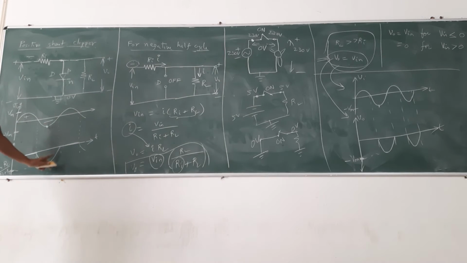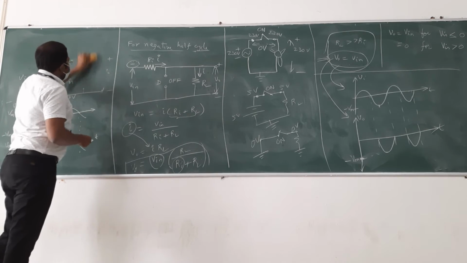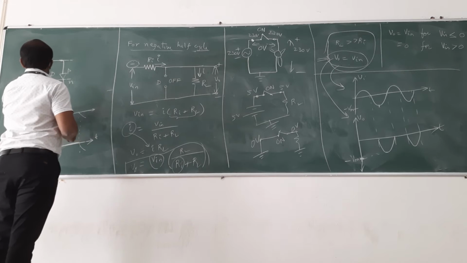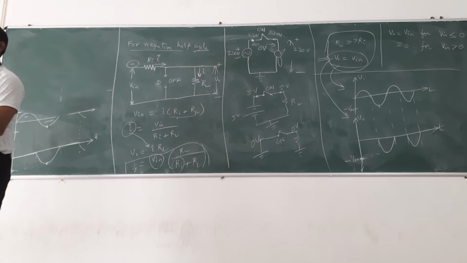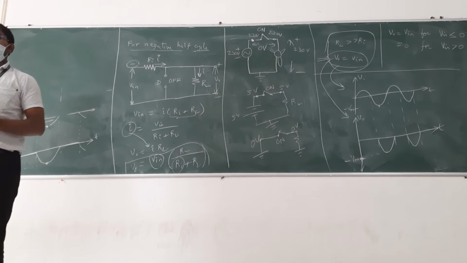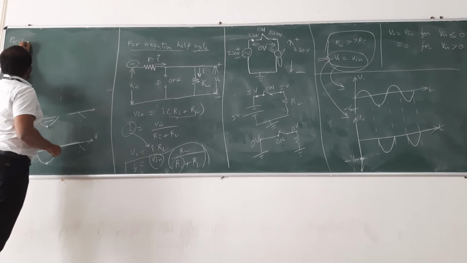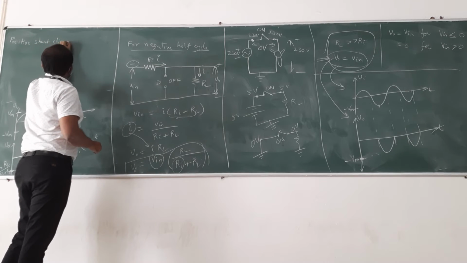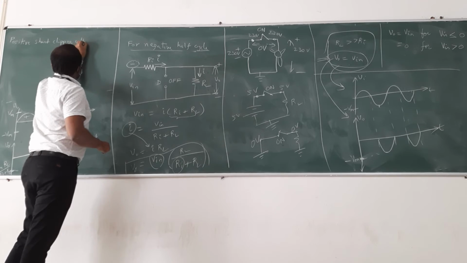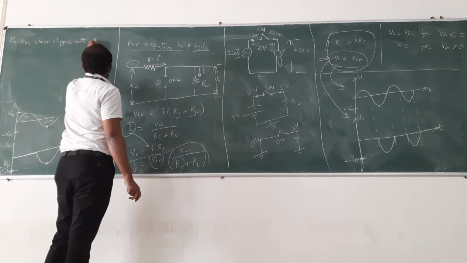Anybody write this part? Raise your hand. So what will be the next circuit? See previous pages. What will be the next circuit? Positive shunt clipper with what? Reference voltage. Okay, that will be the next circuit.